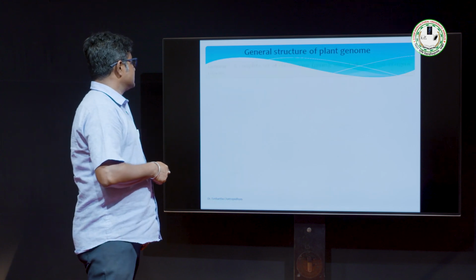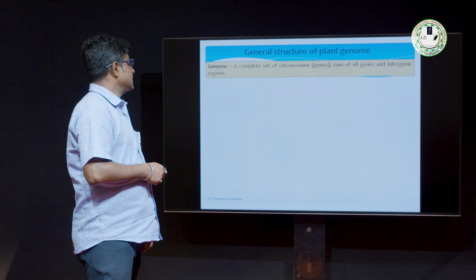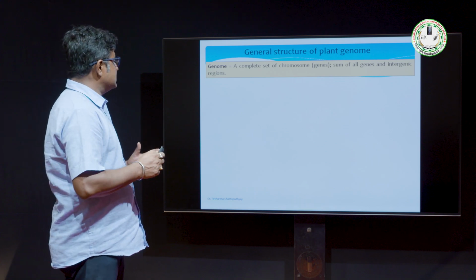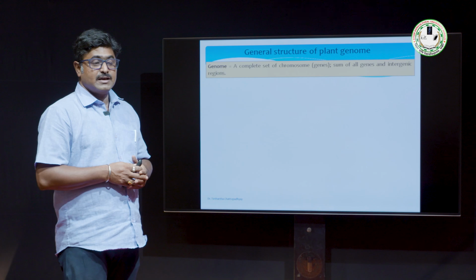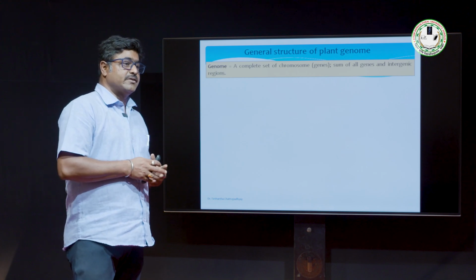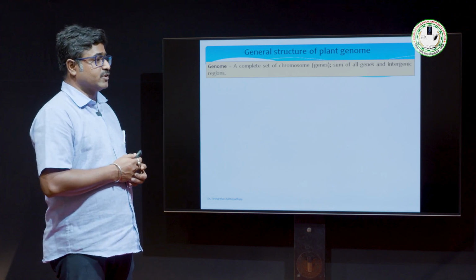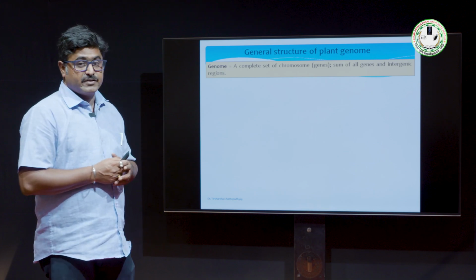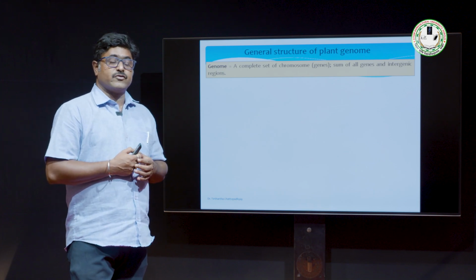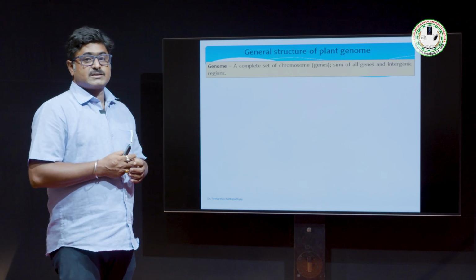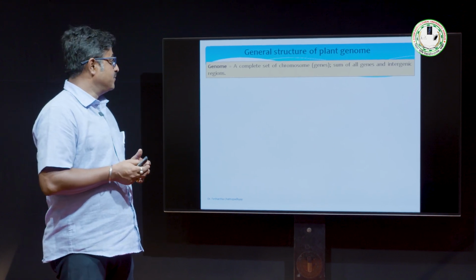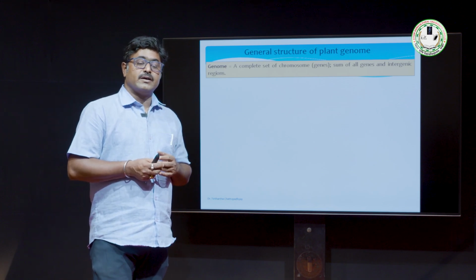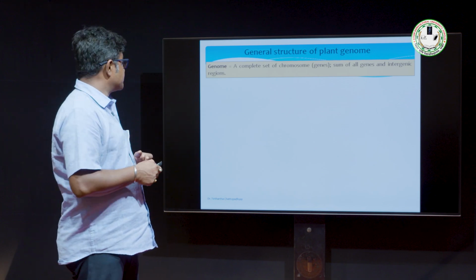So if we look at the general structure of the plant genome, it is defined as the complete set of chromosomes or genes, or it is the sum of all genes and intergenic regions. These intergenic regions are regions in between the genes that code for the proteins, but we previously thought that probably these intergenic regions do not have any genetic information. But our understanding about the gene is regularly changing, and we know today that these intergenic regions are also very important for regulating several gene expressions.